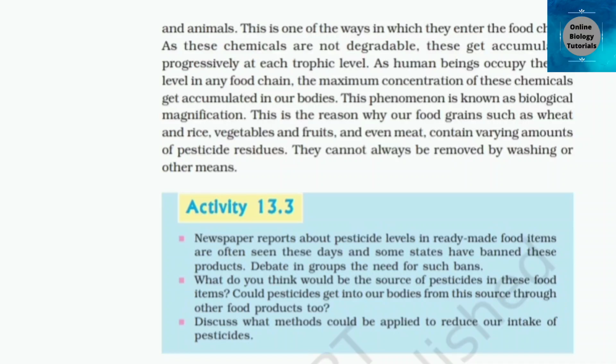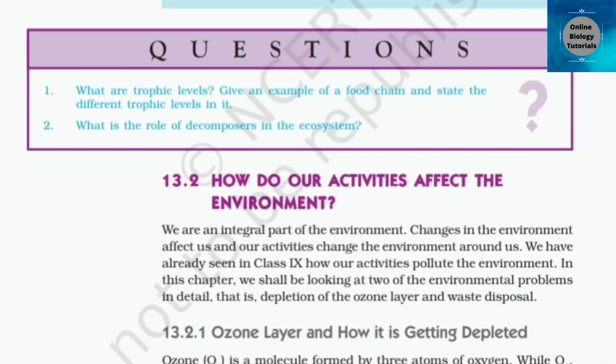Could pesticides get into our bodies from this source through other food products too? And discuss what methods could be applied to reduce our intake of pesticides. Questions. What are trophic levels? Give an example of a food chain and state the different trophic levels in it. What is the role of decomposers in the ecosystem?